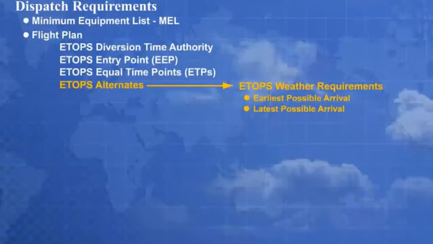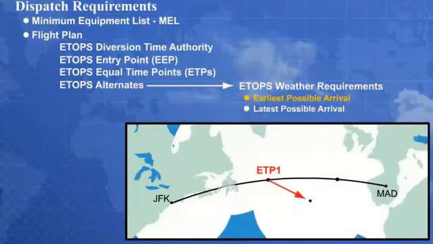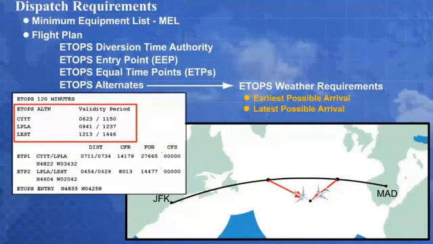To legally dispatch an ETOPS flight, the forecast weather at the planned ETOPS alternates must meet ETOPS requirements from the earliest possible arrival time until the latest possible arrival time. The earliest possible arrival time assumes the diversion occurs at the first equal time point for the airport. The latest possible arrival time assumes a diversion from the second equal time point for the airport. The flight plan should list the designated ETOPS alternate airports and the earliest to latest possible arrival times for each airport.